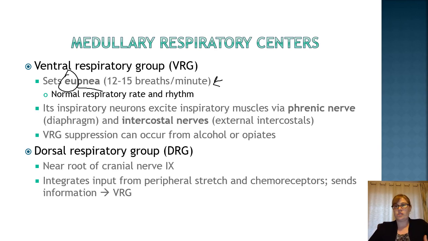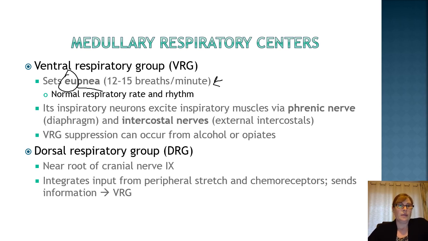It sends signals out through these nerves, which allows the chest to expand and allow air to go in. Ventral respiratory group suppression can occur from drugs, or overdoses of certain things. What that's going to do is cause the diaphragm to not get signals.